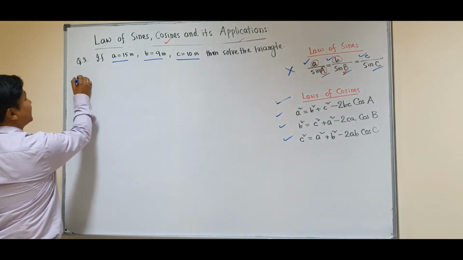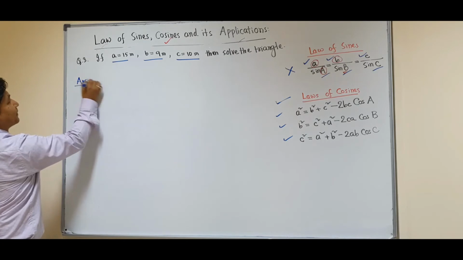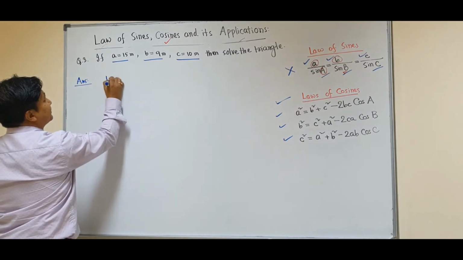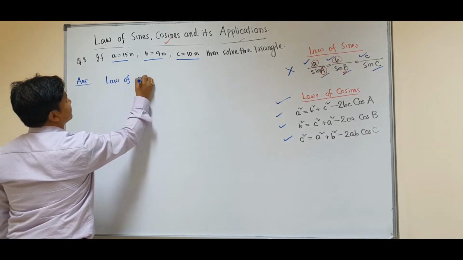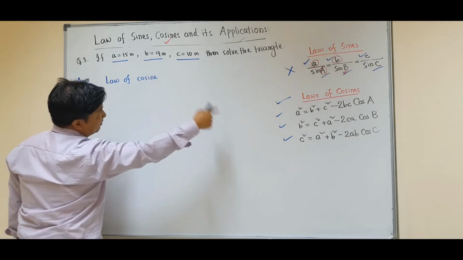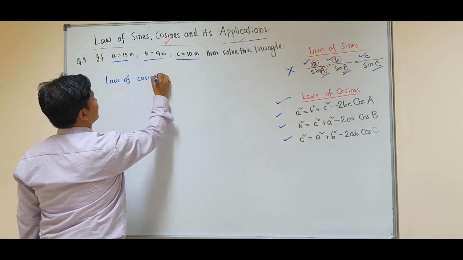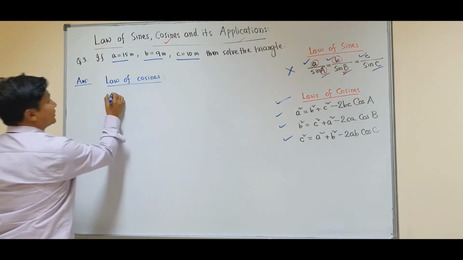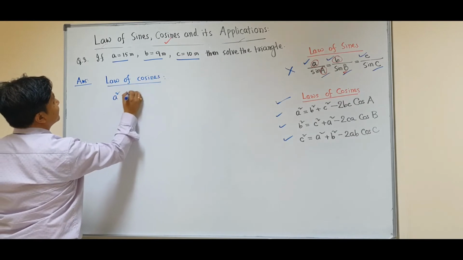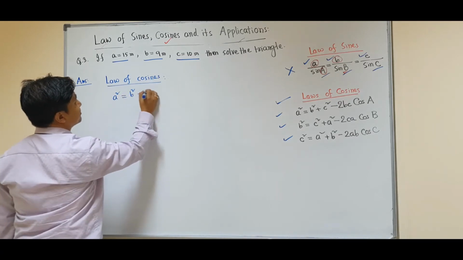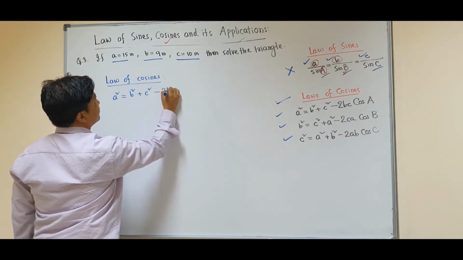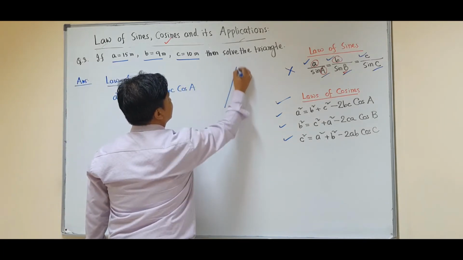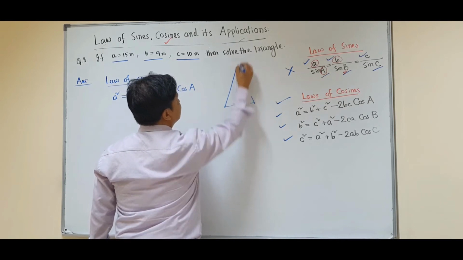Let's begin with the first one. What is the law of cosines? You can start with any one of them. Law of cosines. So I'll begin with the first one, A square equal to B square plus C square minus 2BC cos A. Now if you look here, it's pretty simple.